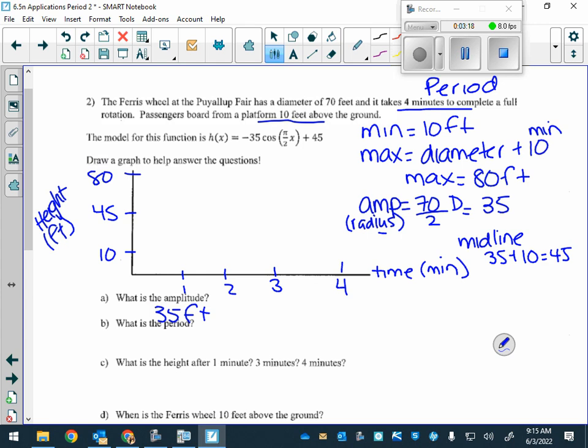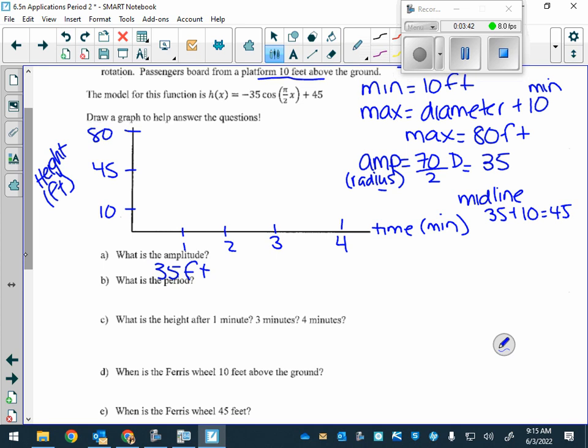Just a question. For the maximum and minimum, will they always be the increments of what the radius is? Because like 45 plus 35 is 80, 45 minus 10. Will always be that increment? Just like on our graphs, right? You have your midline, and then the distance from the midline to your max is your amplitude. It's going to be the same.